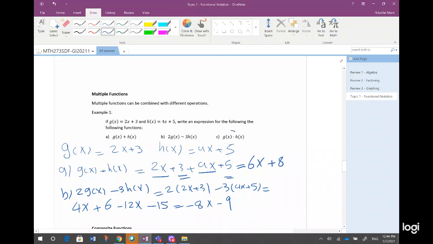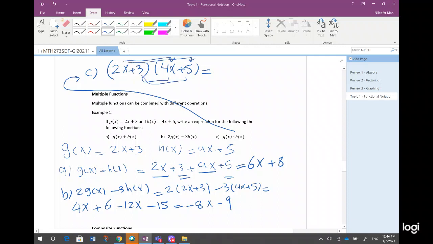And this one I can do here. This one is g of x multiplied by h of x, so it's 2x plus 3, one bracket multiplied by another bracket. I multiply this with this, and then this with this, and then this with this, and then this with this. So it is 8x squared plus 10x plus 12x plus 15, which is 8x squared plus 22x plus 15. So that's the result for that.